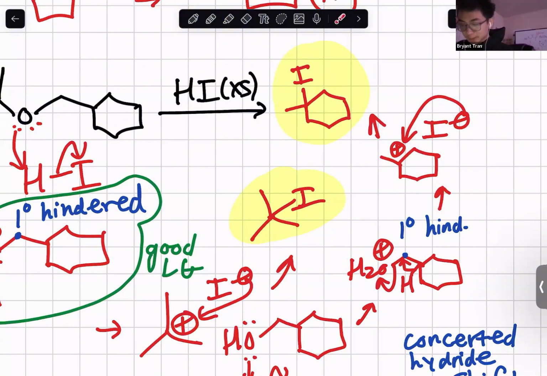Both of these would be major because we have excess HI, and there's no wedge or dash here because there's no chiral center here. If there was a chiral center here, then you put wedges and dashes. And this one here would be changing. It could be a wedge or a dash because it's a flat carbon like that. It could attack on the top side, giving you a wedge product, or the bottom side, giving you a dash product. Okay, got it. Awesome.